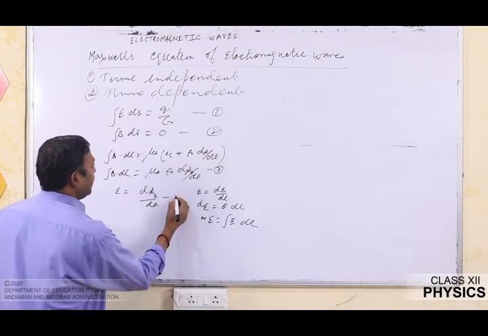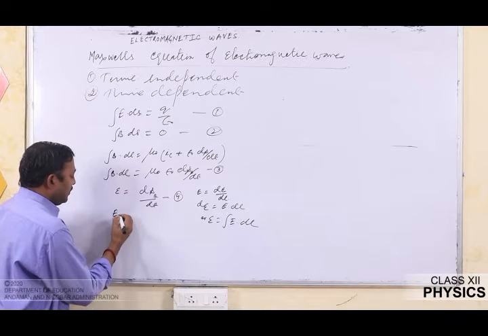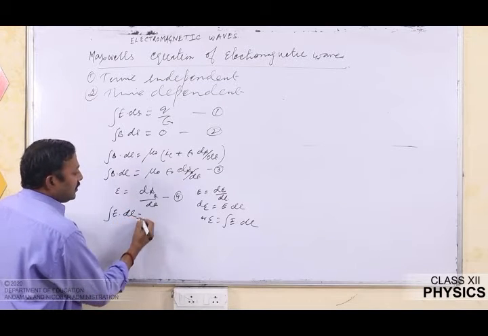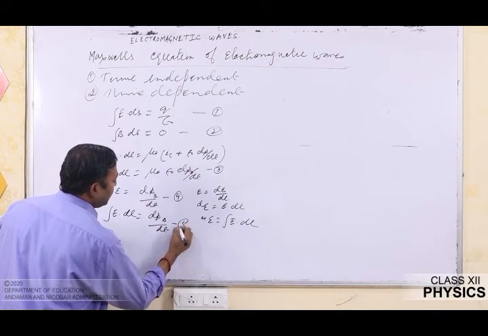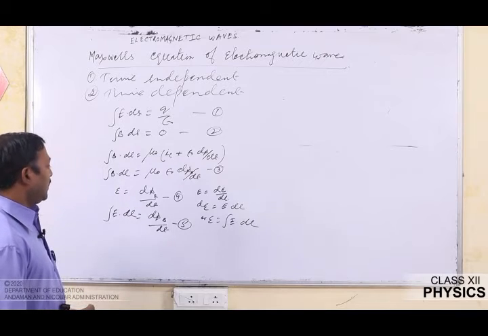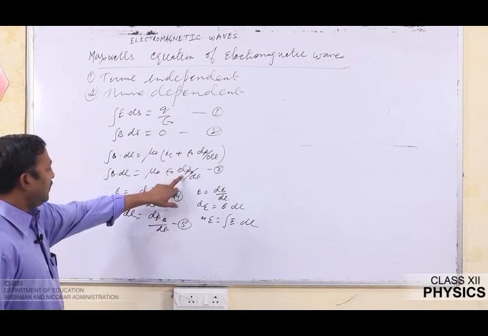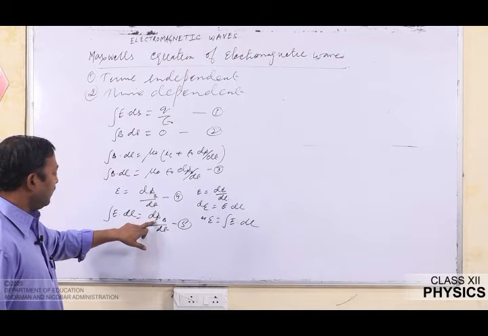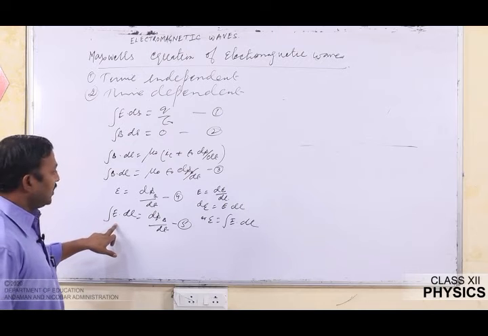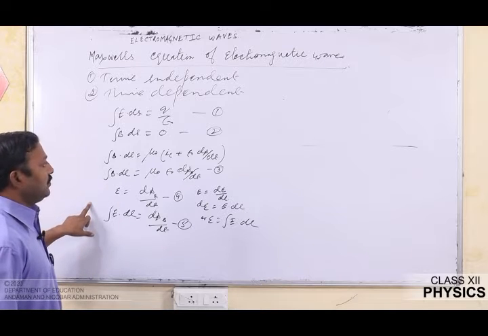Now let this be equation 4. Equation 4 can be written as the closed integral of E dot dl is equal to minus d phi by dt. Let this be equation 5. Now from 3 and 5 we find that the time rate of change of electric flux produces a magnetic field. Similarly, the time rate of change of magnetic flux produces an electric field. These two equations are time dependent equations, and these two equations are responsible for electromagnetic waves.